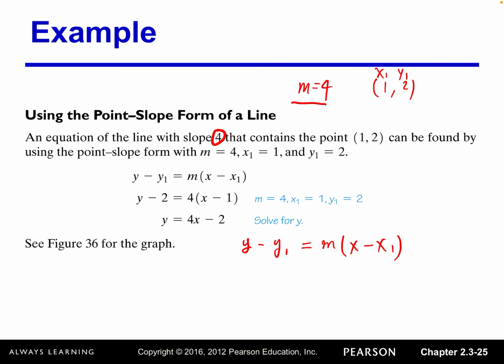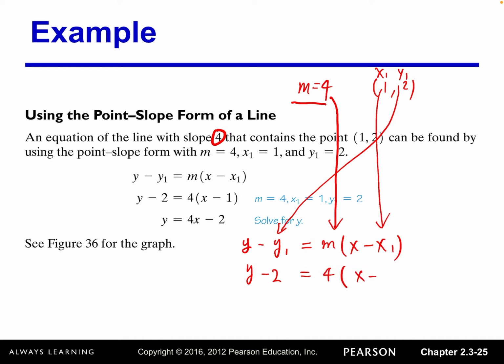So all you need to do is plug in the slope, which we know, and plug in x1, y1. That's given by the problem. So that's y minus 2 equals 4 times x minus 1. And then solving this linear equation, or rewrite this linear equation.